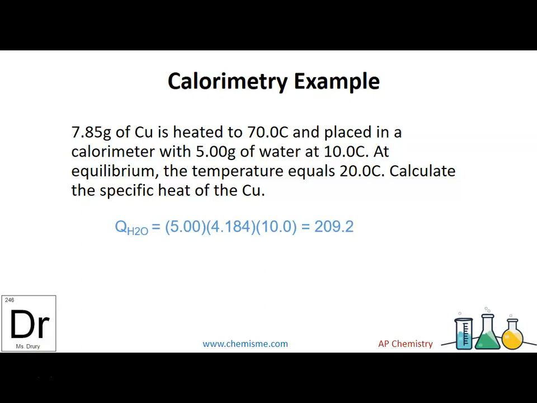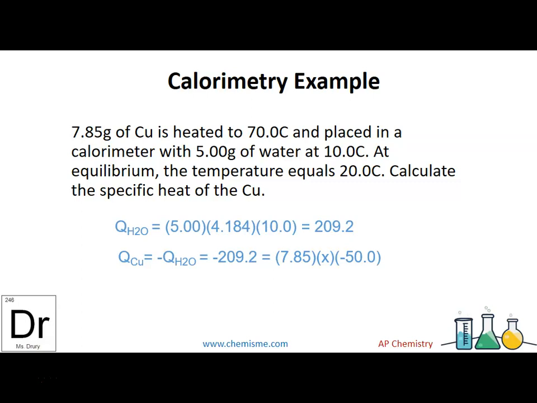That heat of the water wouldn't have occurred unless we put the copper in. That heat directly came from the copper that was hot, right? So otherwise the water would have stayed 10 degrees the whole time. So that Q of water is also the Q of the substance, but negated because the substance was releasing its heat, right? So I just negated the 209.2, put it in for my Q of copper. Copper weighed a mass of 7.85.